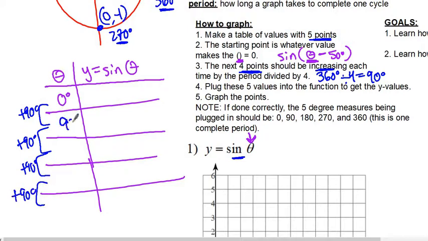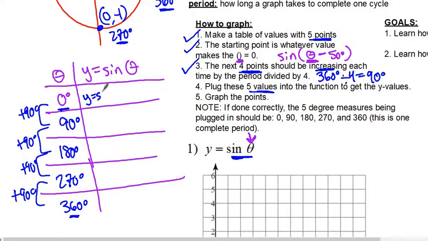So 0 degrees, if we increase by 90, we have 90. Increase by 90 again, we're at 180, then 270. And then 360, our last point should be back where we started. 360 is in the same position as 0. So we made our table, we had our starting point, we made our increases. Now we have to plug these values into the function. So the function here is sine of theta. So we need y equals sine of 0, then y equals sine of 90, and then sine of 180, and so forth. And what's nice is that last point, 360, like we said, is going to be the same answer as sine of 0.